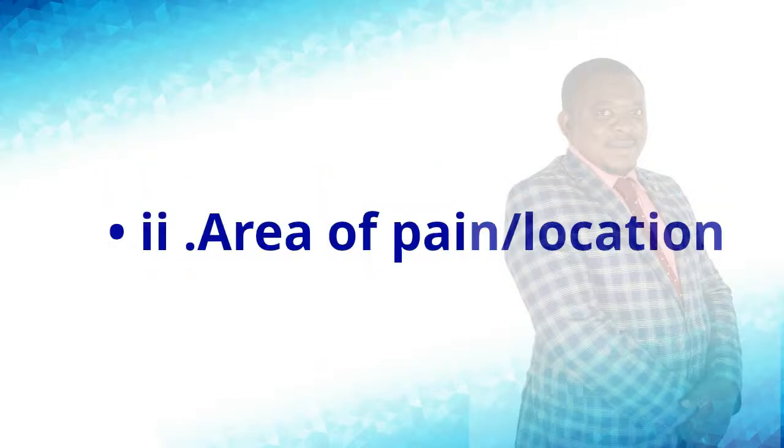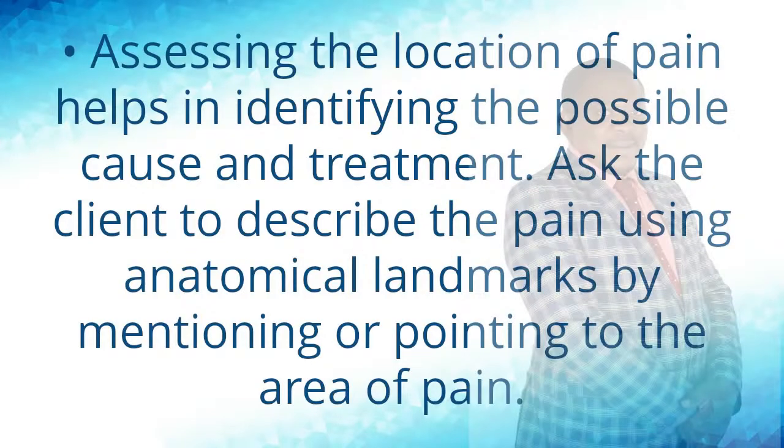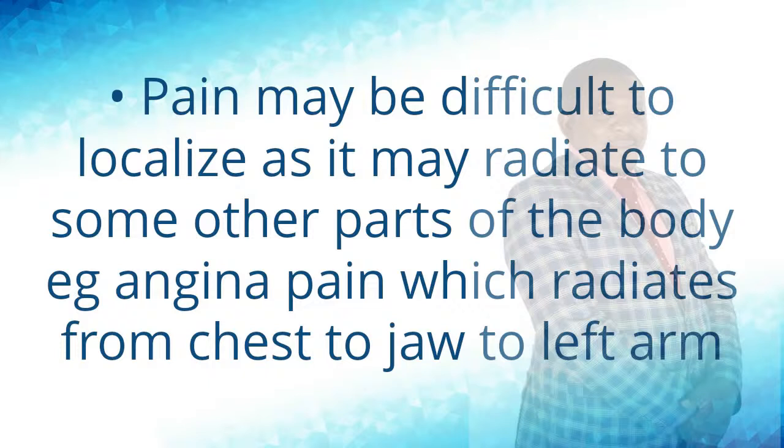2. Area of pain location. Assessing the location of pain helps in identifying the possible cause and treatment. Ask the client to describe the pain using anatomical landmarks by mentioning or pointing to the area of pain. Pain may be difficult to localize as it may radiate to some other parts of the body. E.g. angina pain, which radiates from chest to jaw to left arm.